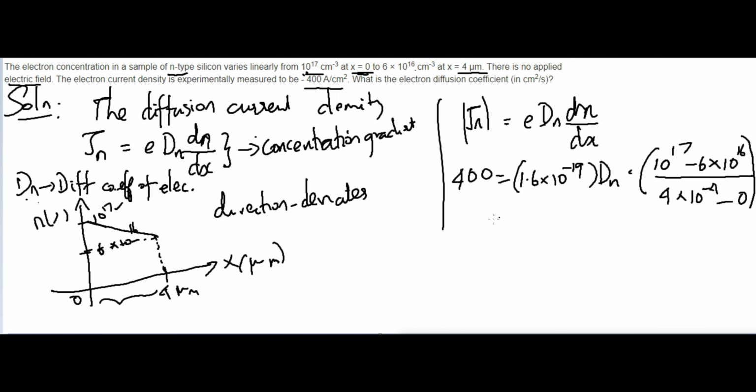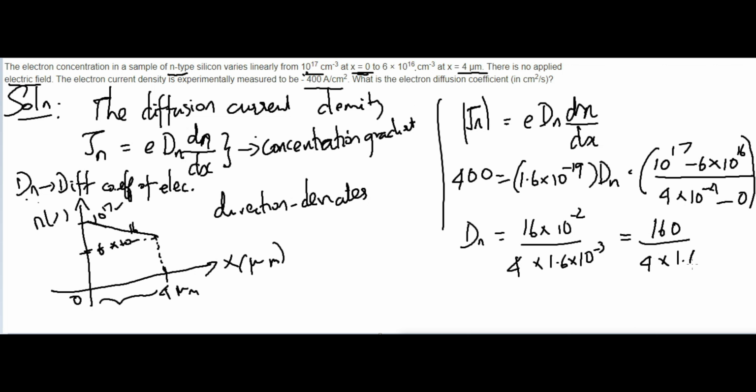If you do the calculation, it equals 16 x 10^-2 divided by 4 x 1.6 x 10^-3. There is no need to write this step, but you can. If you solve it, you get 160, and after cancellation with 4 x 1.6, the Dn value is exactly 25 cm² per second, which is the exact answer.